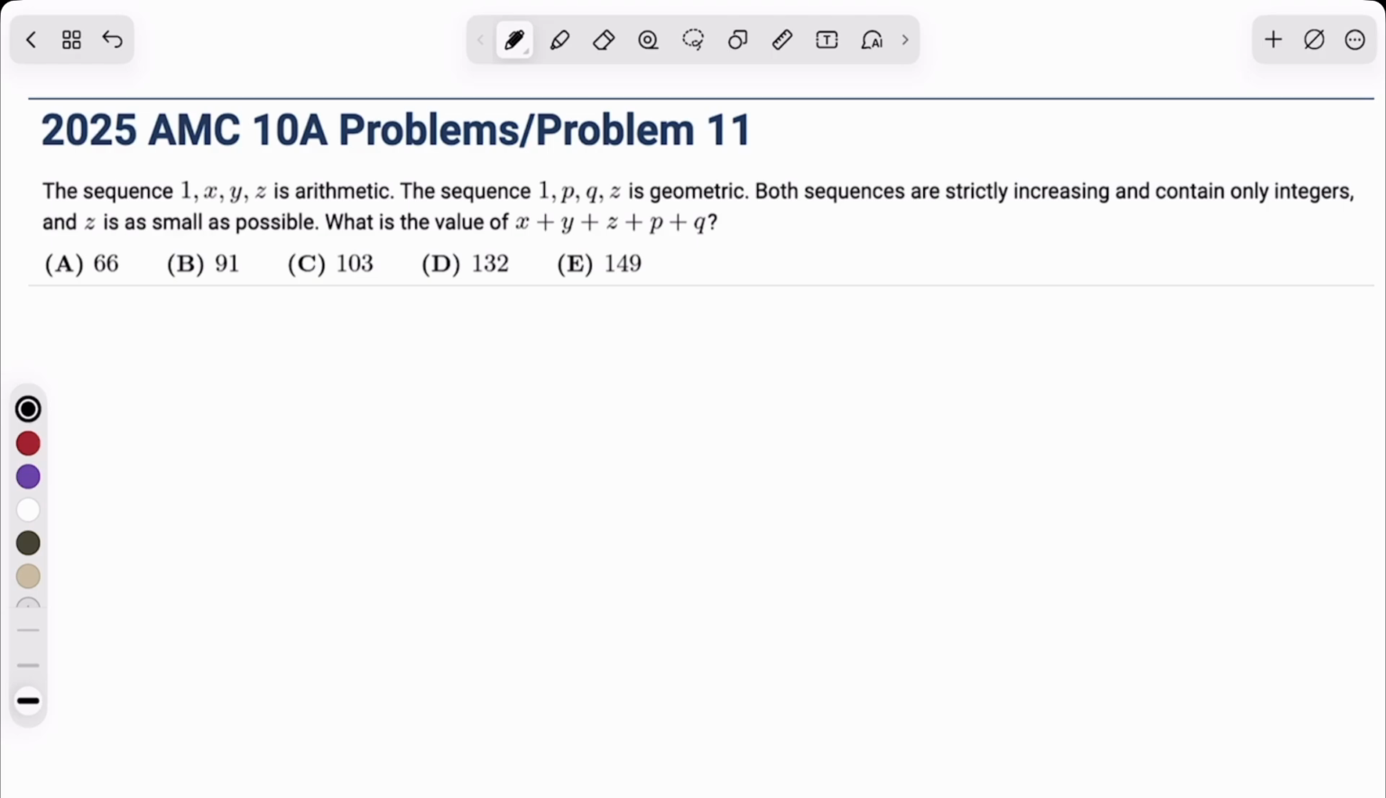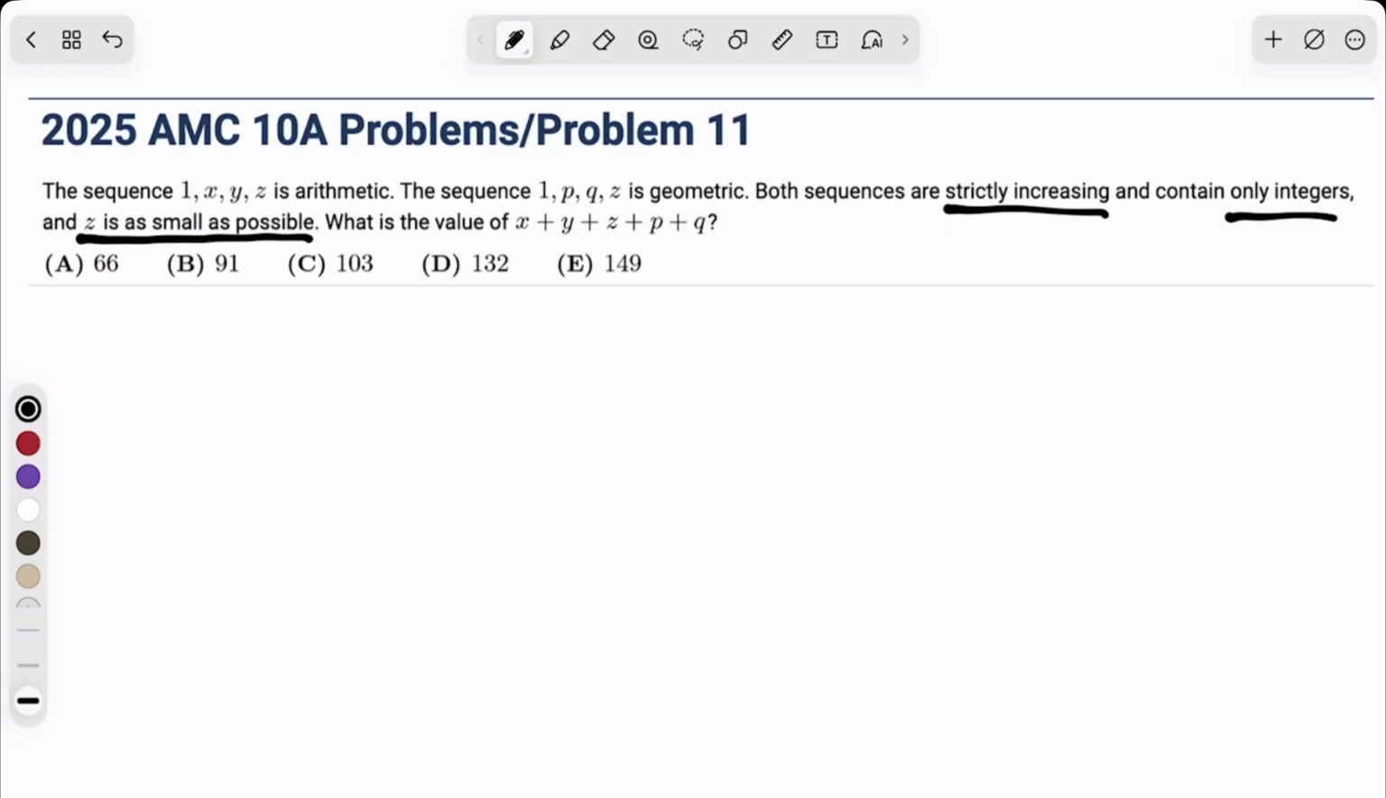Here's a problem from the 2025 AMC 10. It's problem number 11. Let's read it together. The sequence 1, x, y, z is arithmetic. The sequence 1, p, q, z is geometric. Both sequences are strictly increasing and contain only integers, and z is as small as possible. And it asks for the value of all 5 of those numbers together.